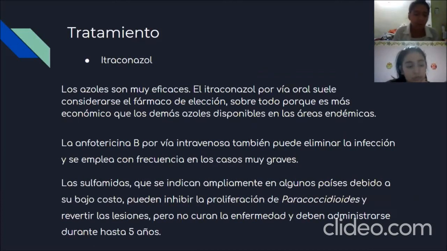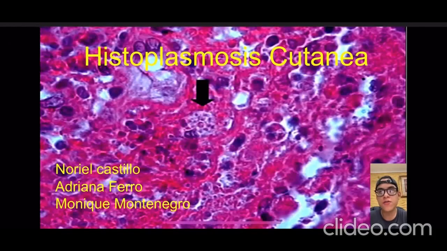Sulfonamides, which are widely indicated in some countries due to their low cost, can inhibit the proliferation of Paracoccidioides and reverse lesions, but they do not cure the disease and must be administered for up to 5 years. Cutaneous histoplasmosis.